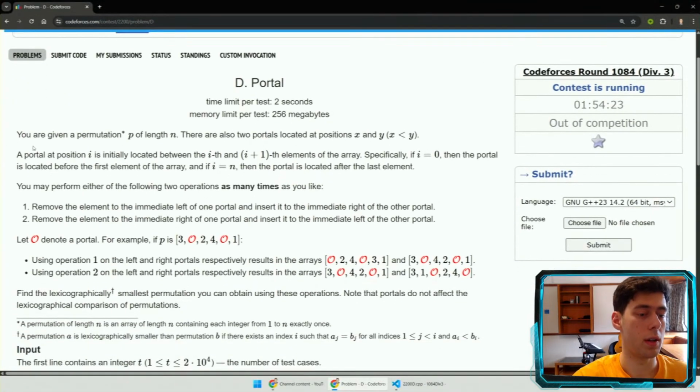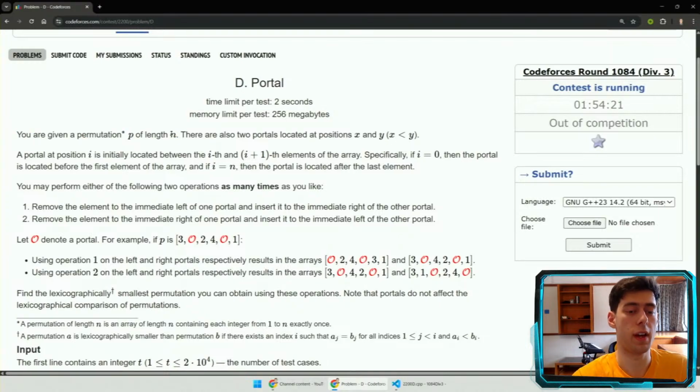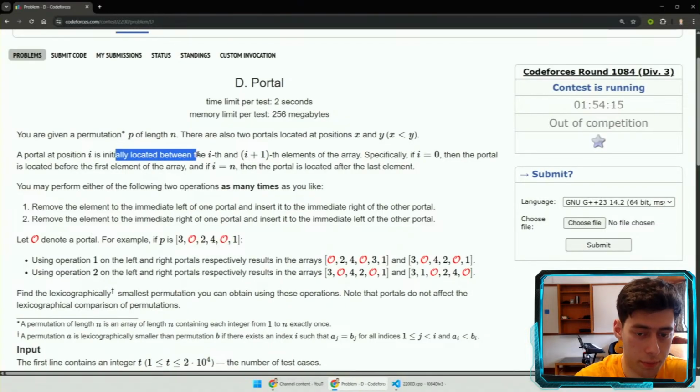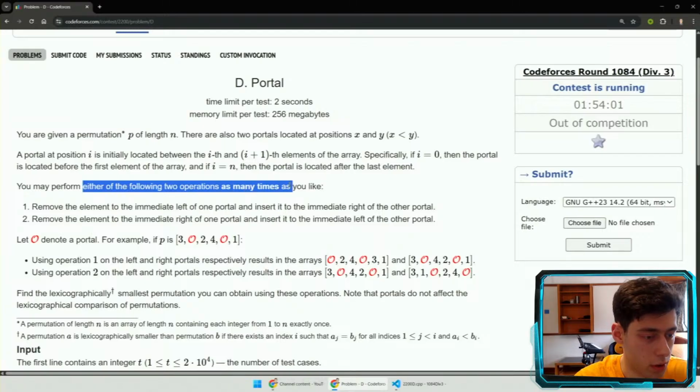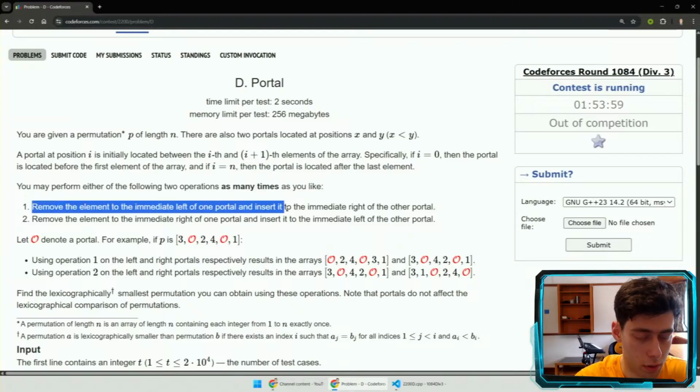Portal. You're given a permutation P of length n. There are also two portals located at positions x and y. The portal position i is initially located between the ith and i plus first elements of the array. If i is 0, then it's located before the first element, and if it's n, after the last cell.